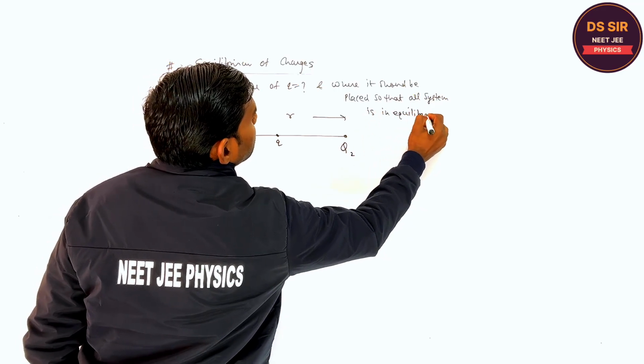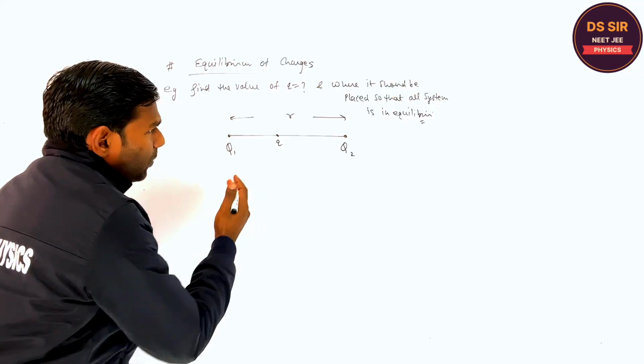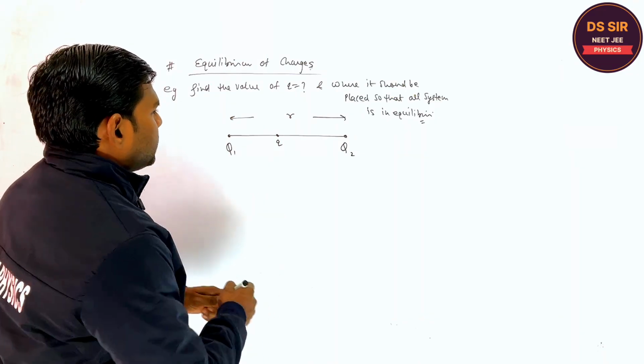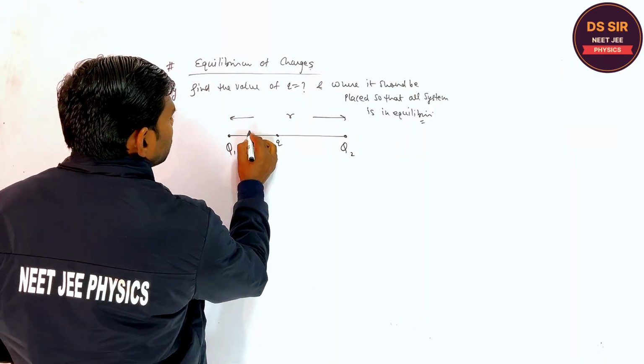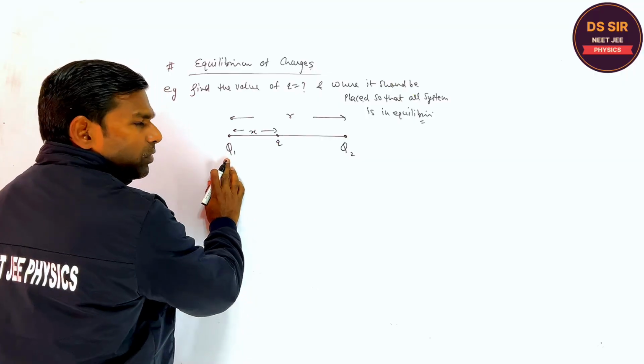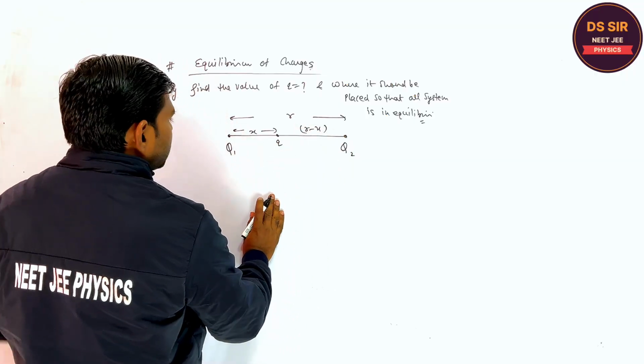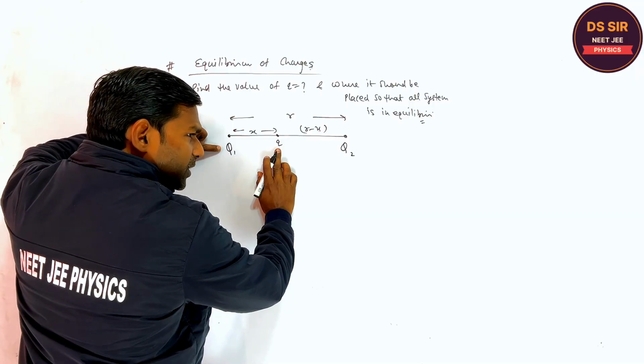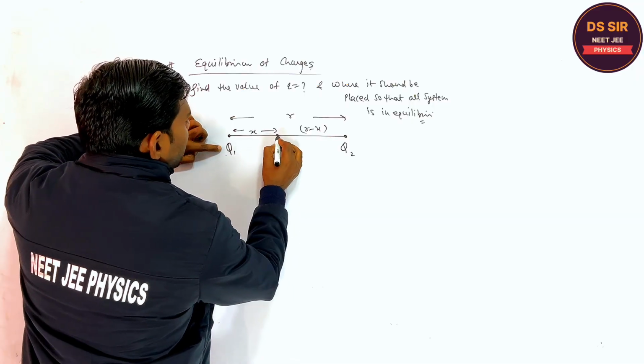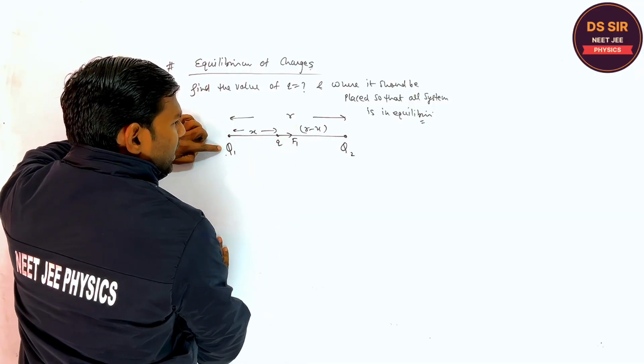This is the question. Do you understand? Copy this. Suppose the distance of small q from Q1 is x. So this distance is r minus x. If you consider the equilibrium of this q, because of this charge, the force will be acting in this direction.